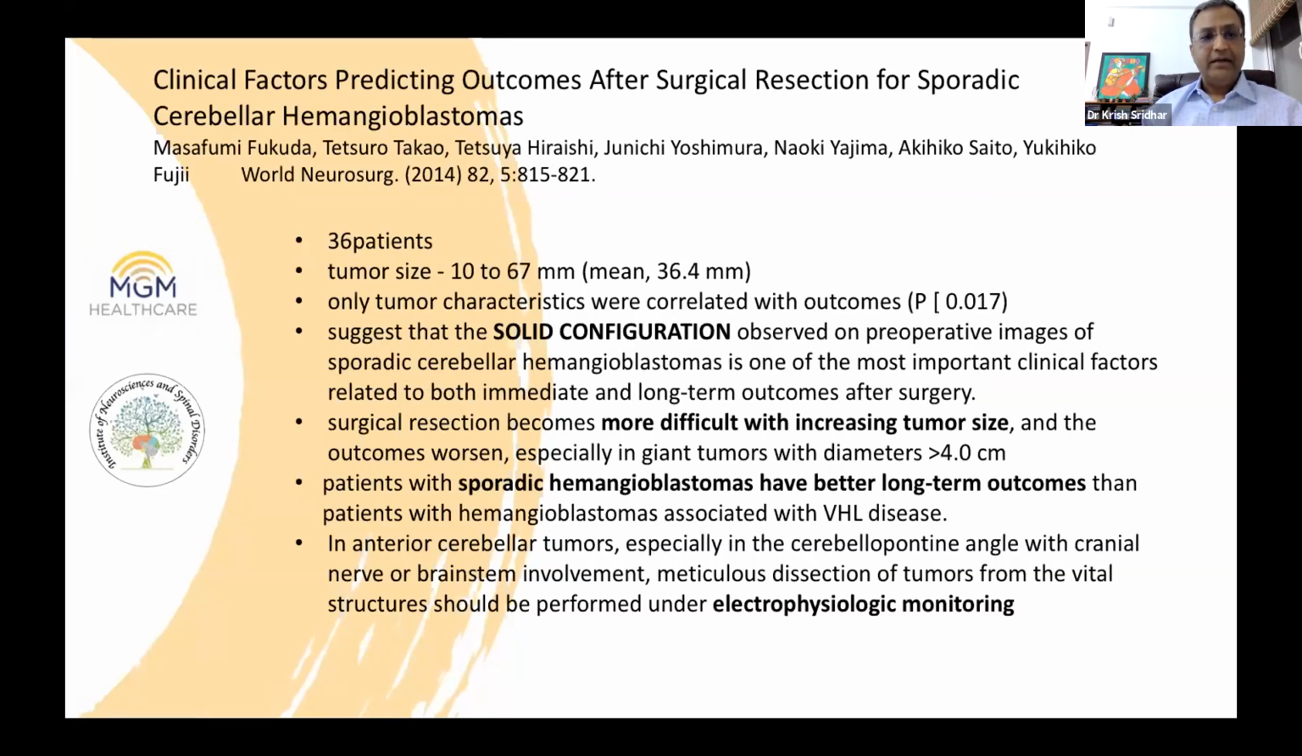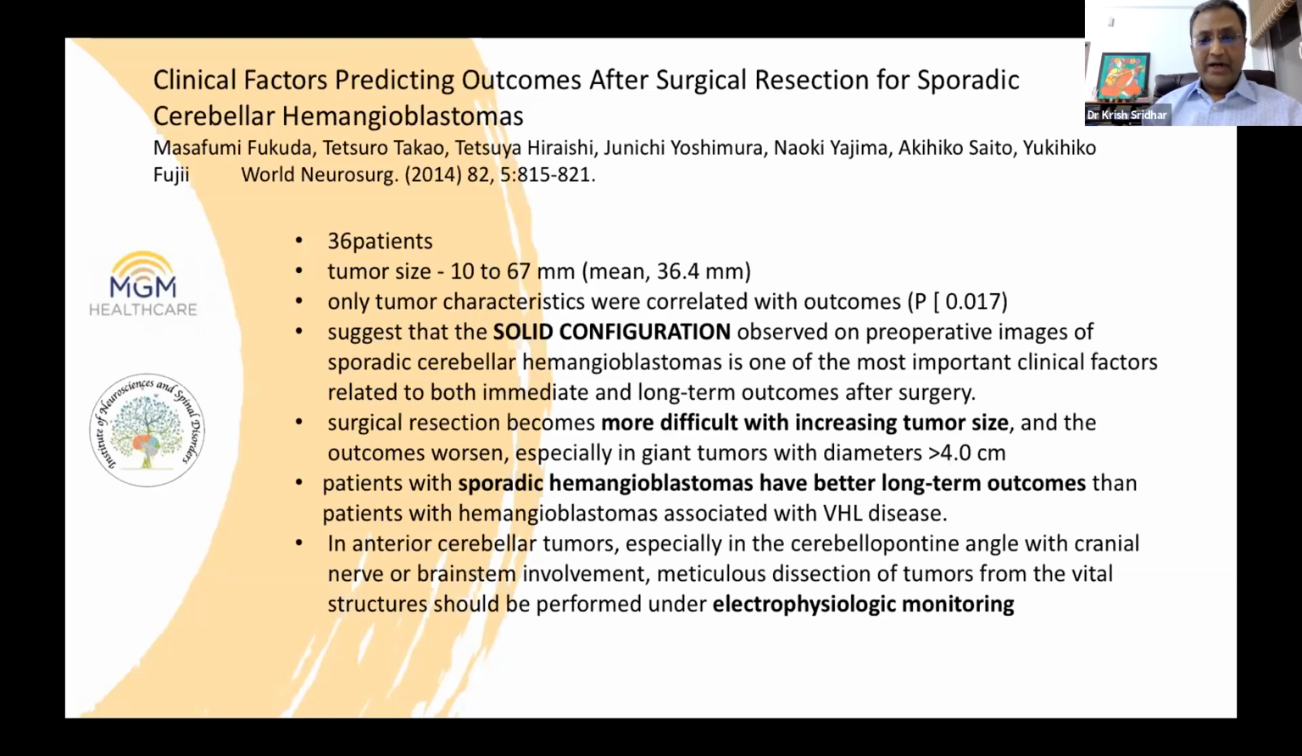Now, this paper in 2014 by Fukuda et al. looked at the clinical factors predicting outcomes after resection of sporadic cerebellar hemangioblastomas. They looked at 36 patients, which had a mean size of 36.4 millimeters. What they found was that the solid configuration was the most important clinical factor for both immediate and long-term outcome after surgery. Now, tumor size, we again find tumor size being mentioned, and surgical resection becomes more difficult with tumor size and outcomes worsen, especially when tumors have diameters of more than 4 centimeters.